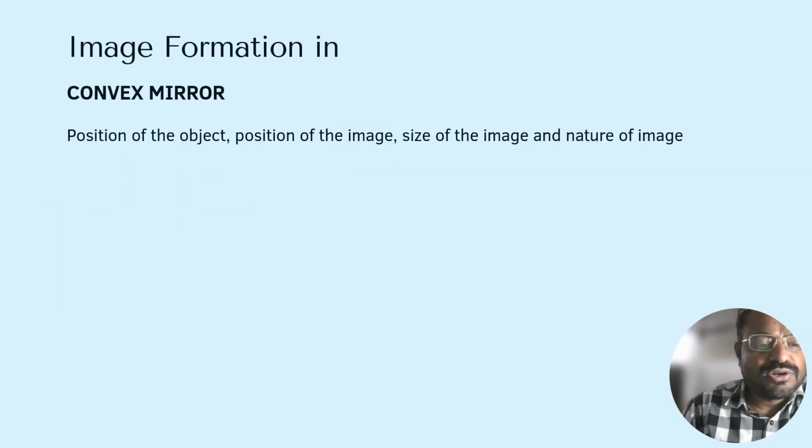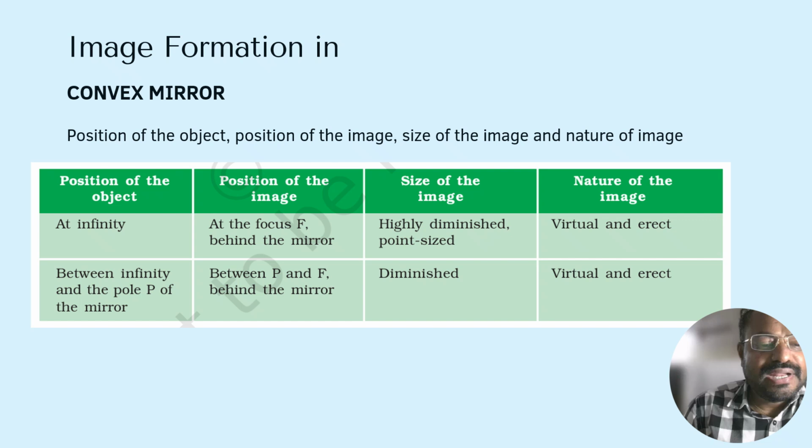So far we have learned about the image formation in concave mirror. Now we shall see how the image will be formed in the convex mirror. Before drawing the ray diagram, I would like to tabulate the image formation on a convex mirror: the position of the object, position of the image, size of the image, and nature of the image.